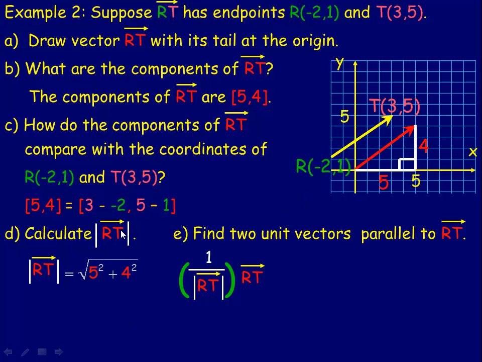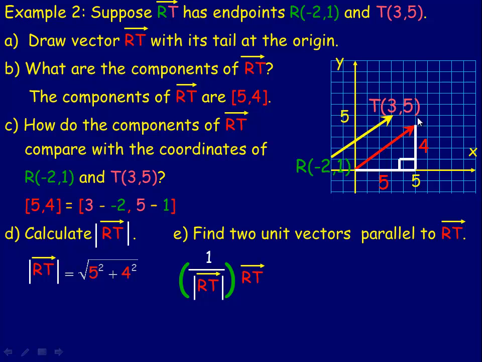Now, how do we calculate the length or magnitude of the vector? Well, in this right triangle, the shorter sides in the triangle are 5 and 4. So we can use Pythagoras' theorem. The length of this side squared would equal 5 squared plus 4 squared.